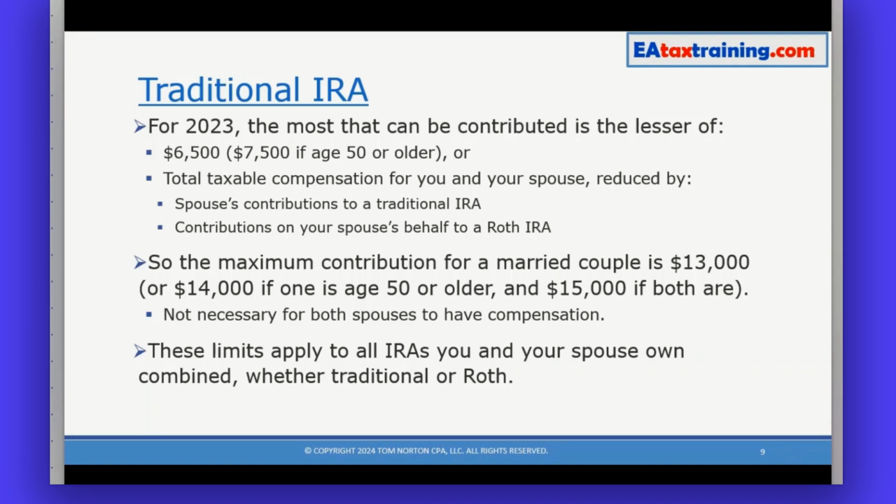Also, it's very important to note these limits, they're annual limits, and they apply to all IRAs you and your spouse own combined, whether traditional or Roth. So if you're a single person, you can contribute a total of $6,500 if you're under age 50 to all of your IRAs. So you can have a traditional IRA and a Roth IRA. You can have more than one of each if you want to, but your total contributions for the year cannot exceed those maximums.